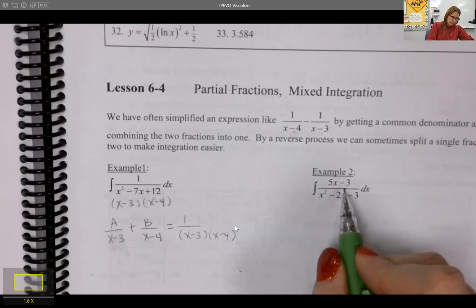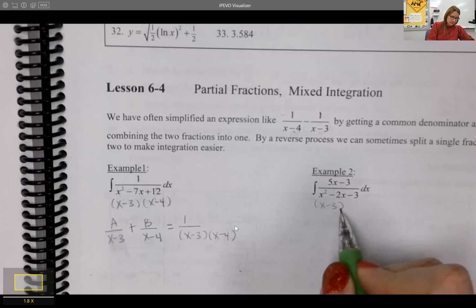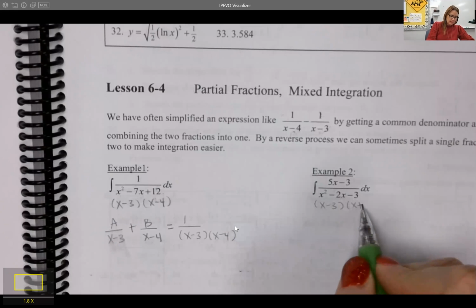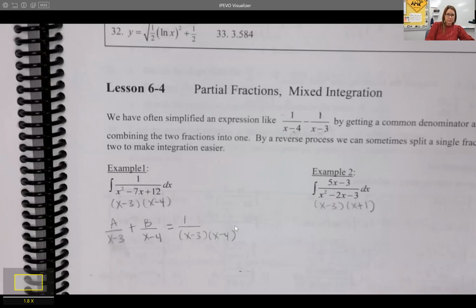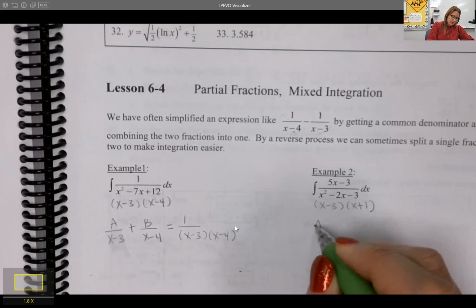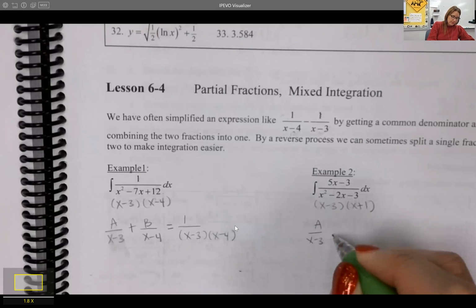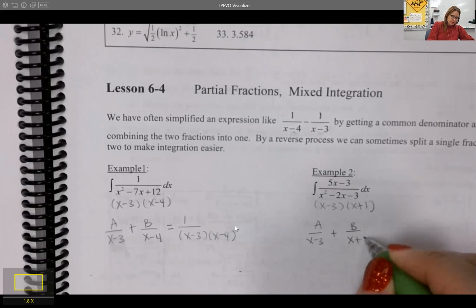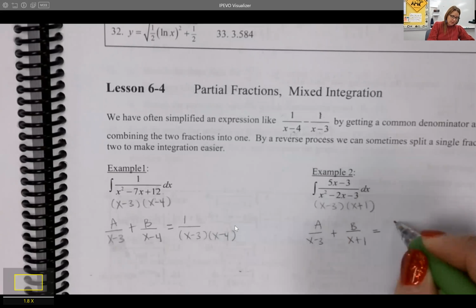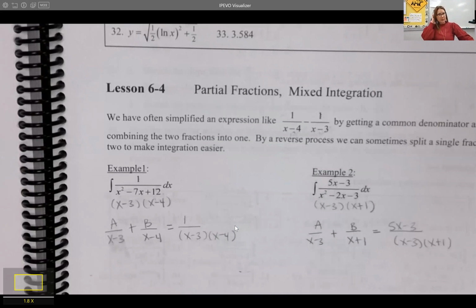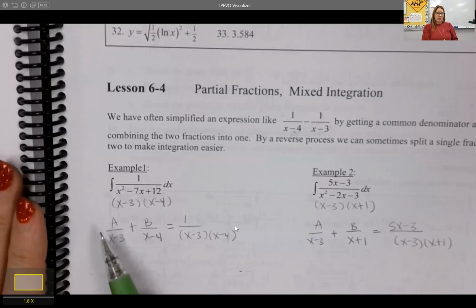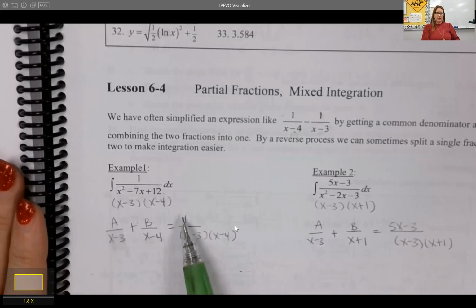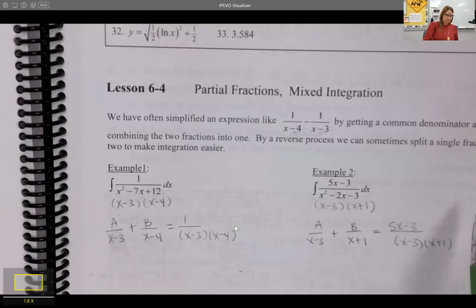Okay, so if I did that here, if I factor this to x minus 3 and x plus 1, I would split that up and go a over x minus 3 plus b over x plus 1 equals 5x minus 3 divided by both of them, x minus 3 and x plus 1. So what I'm trying to figure out is what a is and what b is, so that when I add them together by getting a common denominator, I get 1, or in this case, 5x minus 3. Okay, so we started off by factoring.